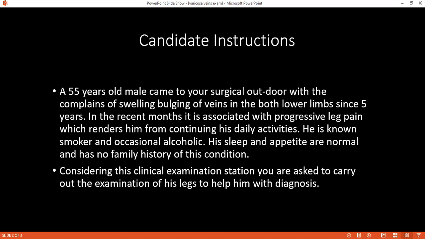Right, so if you have read and understood the clinical examination station, kindly begin.